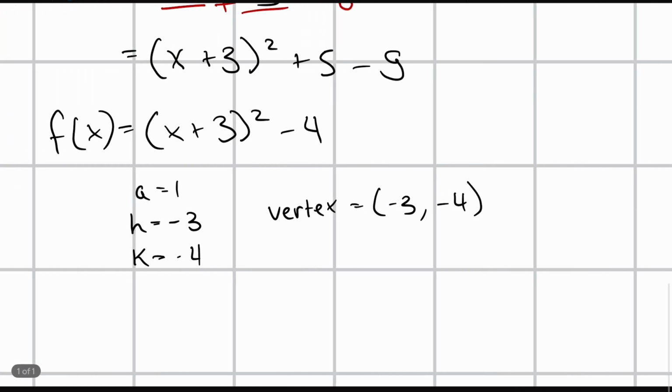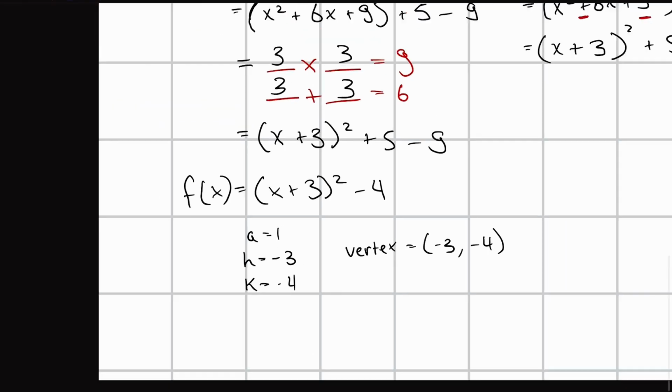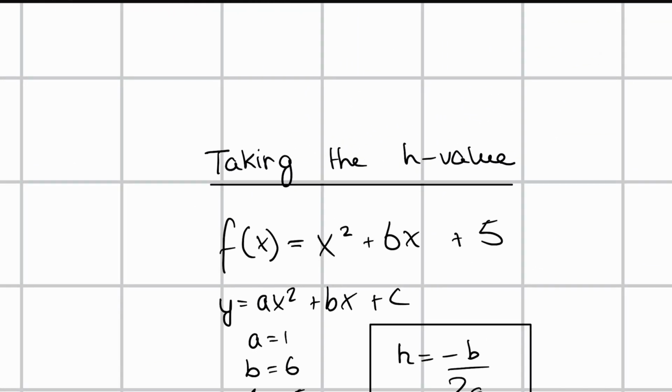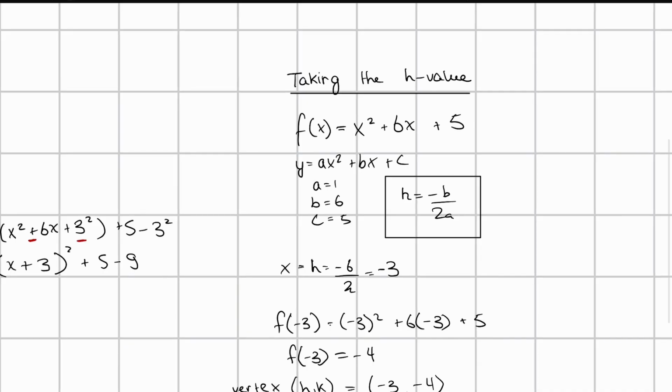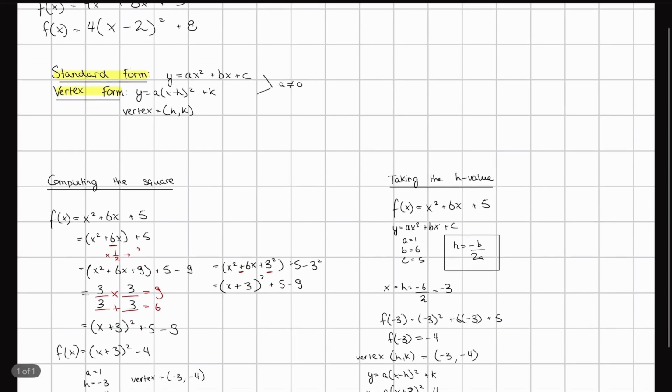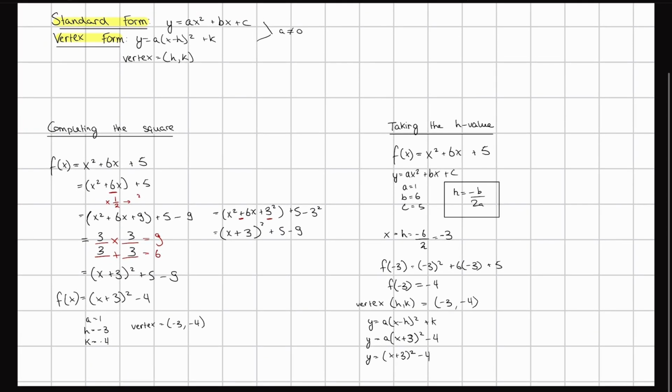And if we go over here, it's the same answer. So there's two ways you can go about this. I don't know if this is the actual name, taking the h value, but this is a proper method. You can use this method to actually get your vertex form from our standard form. All right, so you could choose either or. Personally, I find the one on the right much easier than the one on the left. But again, it's up to you.